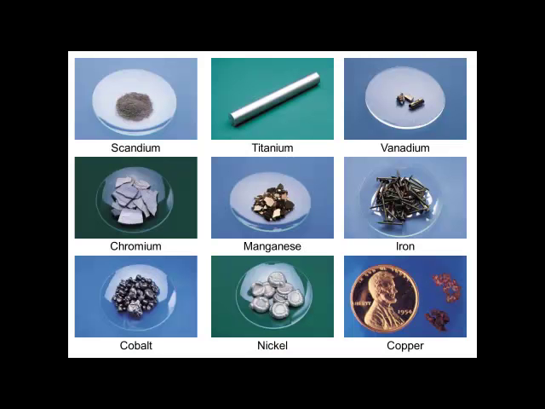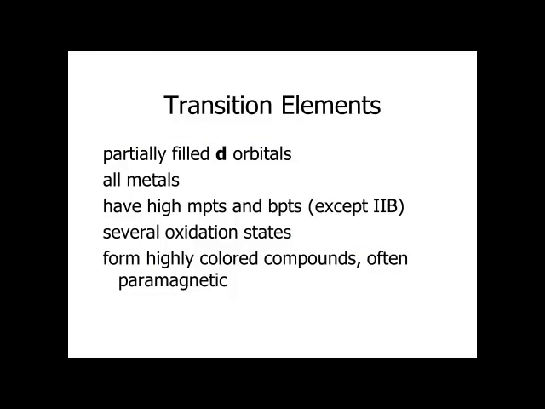They are all metals, and actually quite beautiful in some cases, like copper. The properties of the transition elements are that they have partially filled d orbitals, they are all metals, they have high melting points and boiling points with the exception of group 2B, they have several oxidation states, and they form highly colored compounds. Often they are paramagnetic.